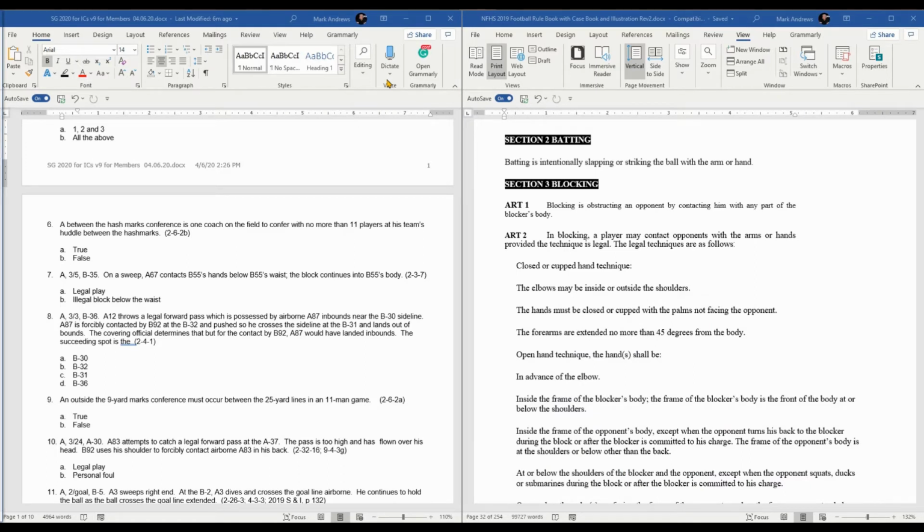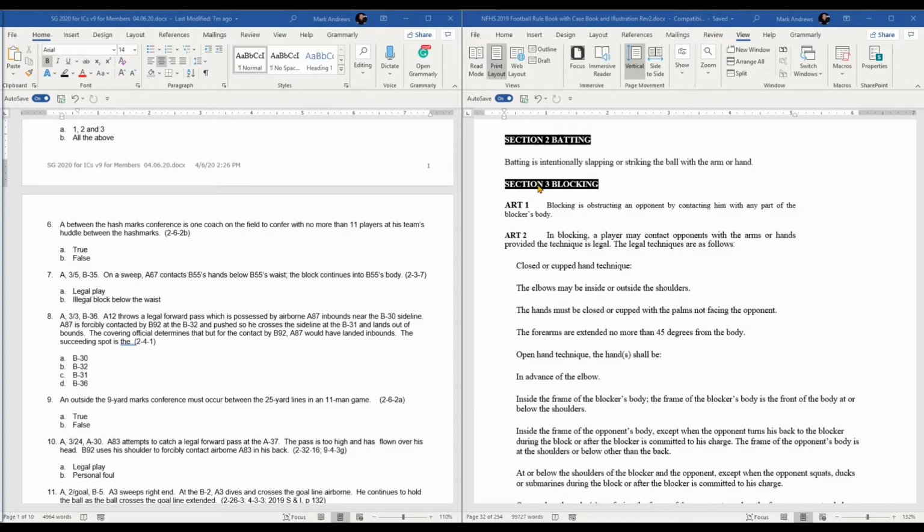Okay, question number 7. A, 3rd and 5 at the B35. On a sweep, player A67 contacts defensive player B55's hands below B55's waist. The block continues into B55's body. Is this a legal play, or is it an illegal block below the waist? Now, these can be tough because hands can be anywhere, right? But let's see what the rule reference is.